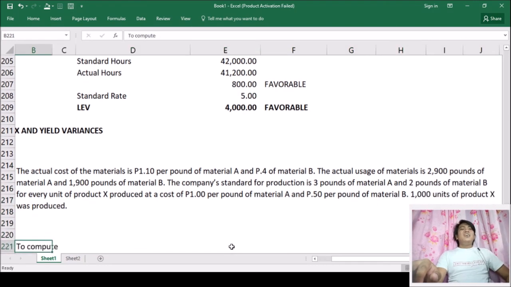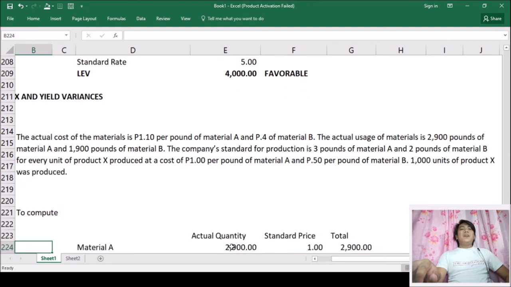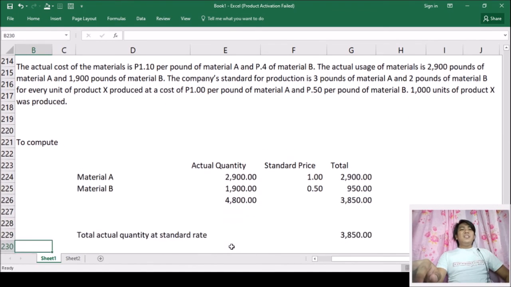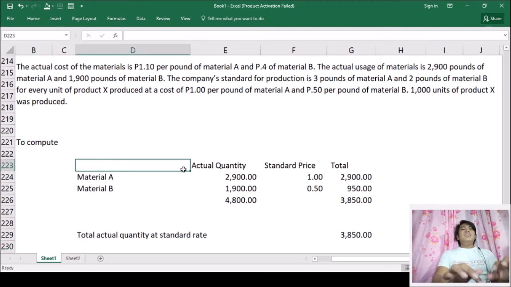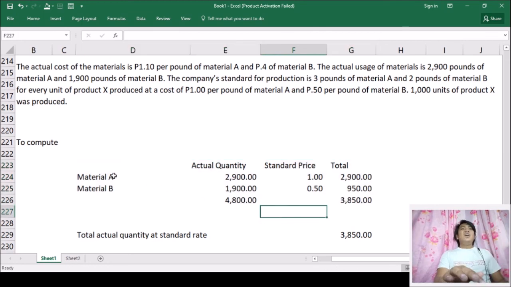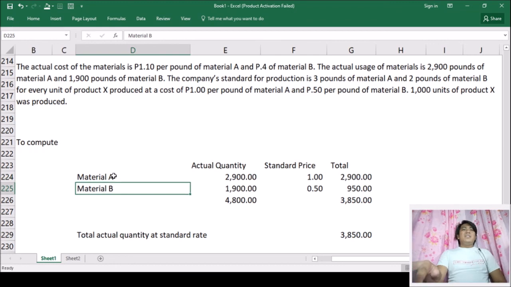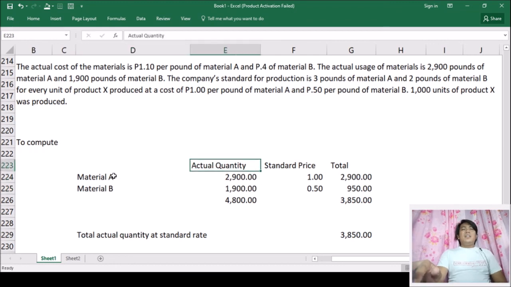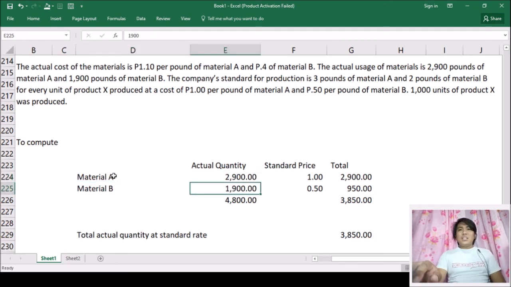Okay. To compute, una po natin dapat gawin is to determine yung tinatawag kong total actual quantity at standard rate. Paano po natin computein yon? This is my solution to compute the total actual quantity at standard rate. Kunin si material A, material B. Then, kunin mo yung actual quantity for each material. The actual quantity for material A, based on the problem, was 2,900. Then, material B, actual quantity was 1,900.